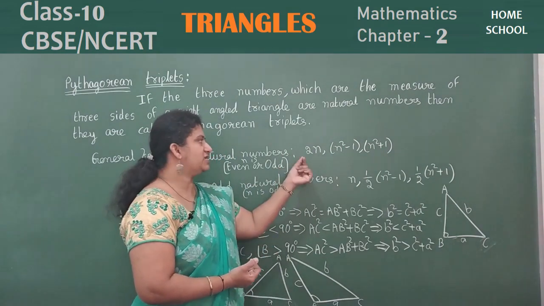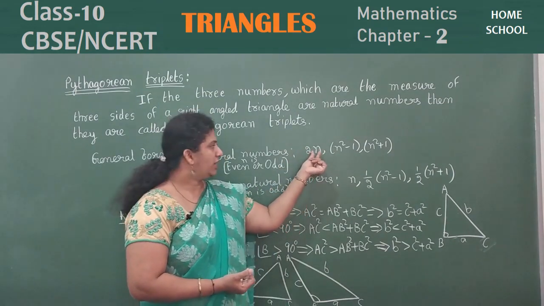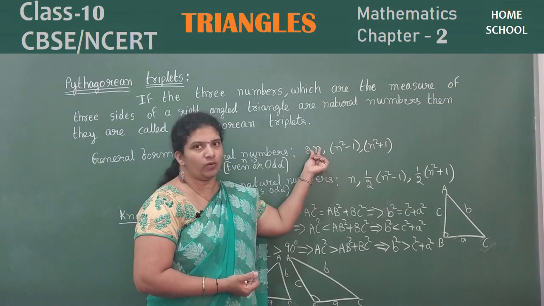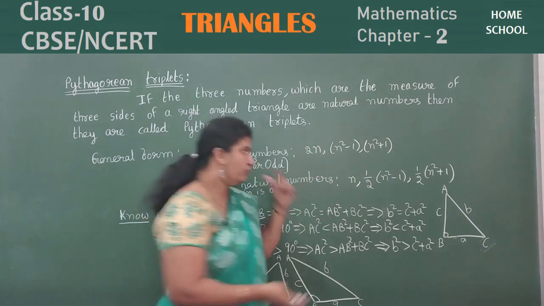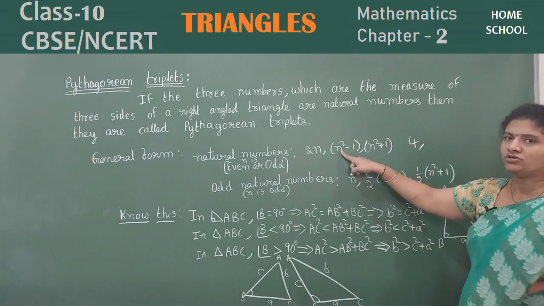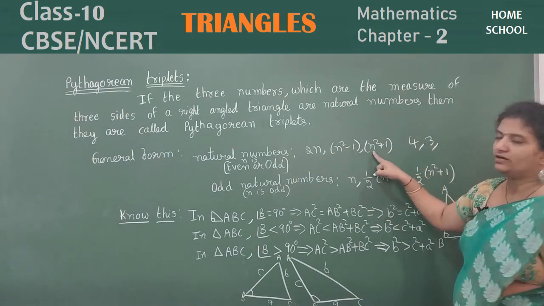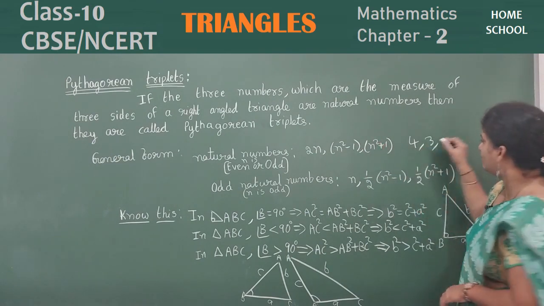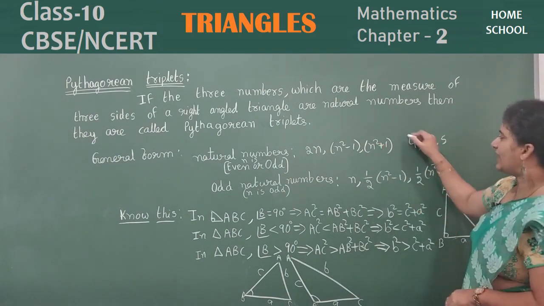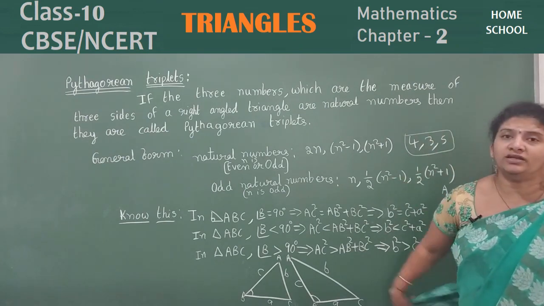Similarly, if you substitute 2 in place of n, what happens? 2 2s are 4. Then 2 2s are 4 minus 1, 3. Then 2 2s are 4, 4 plus 1 will be 5. So I can say 3, 4, 5 is a Pythagorean triplet.